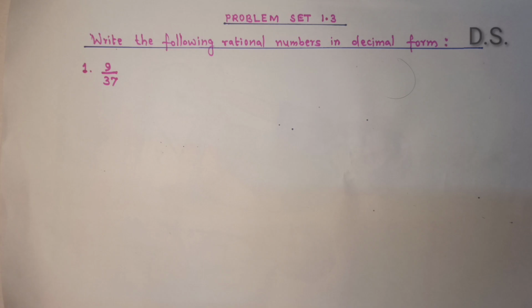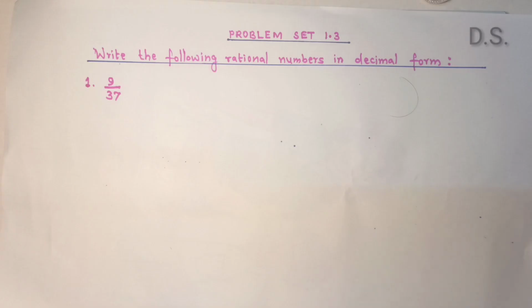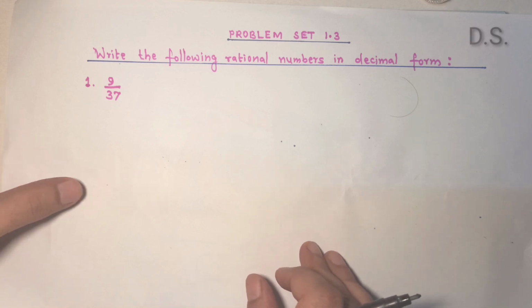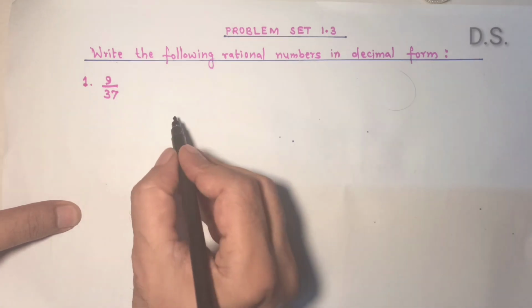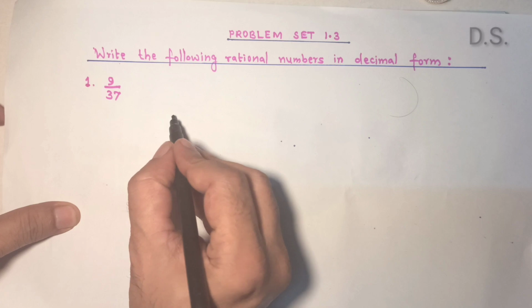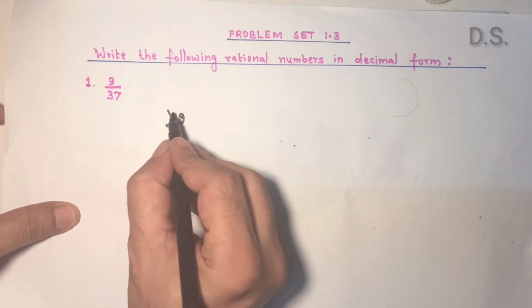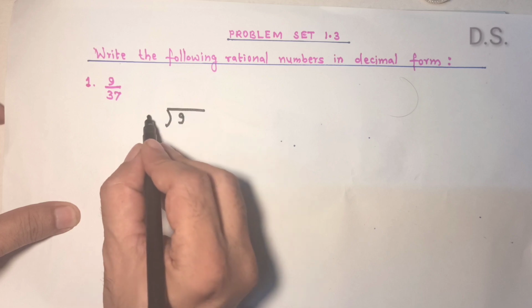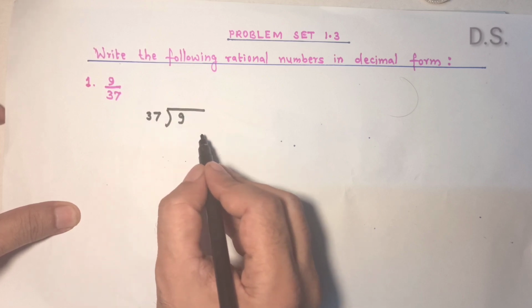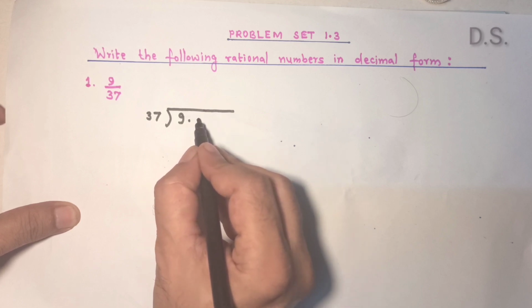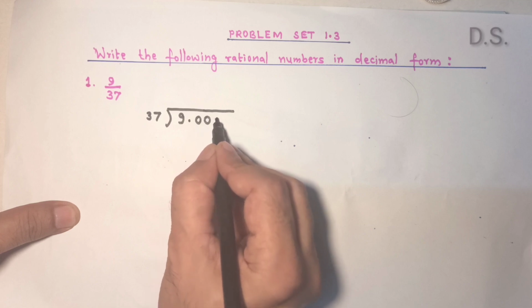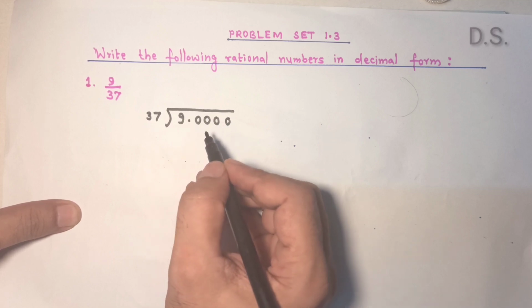Problem set 1.3. Write the following rational numbers in decimal forms. First question, 9 upon 37. Here we have to divide 9 by 37. So we write 9 inside and 37 outside. For simplicity, we are writing 9 as 9.0000.